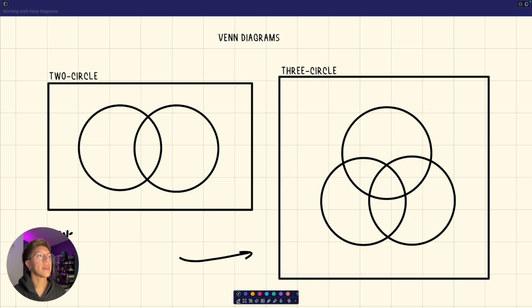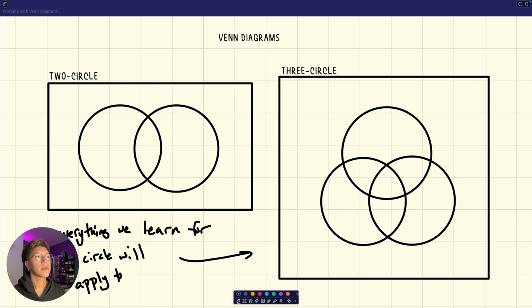So everything we learn here is going to apply to three-circle as well. Let's do it that way.